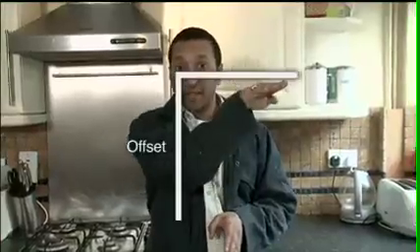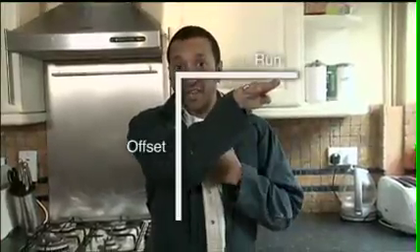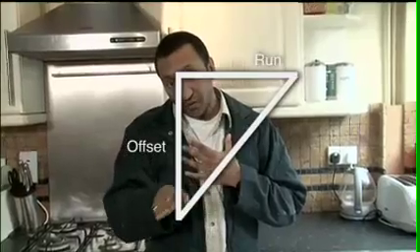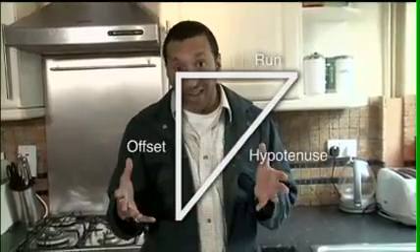Imagine a right angle triangle where the offset is the vertical height and the run is the horizontal length. The pipe I need to fit is the hypotenuse of this triangle, and its length can be worked out using Pythagoras' theorem. Remember, the square of the hypotenuse is equal to the sum of the squares of the other two sides.